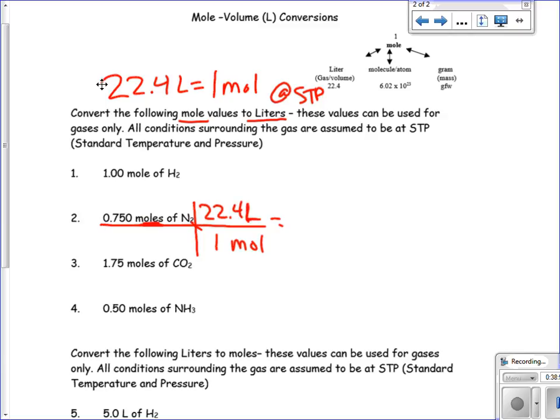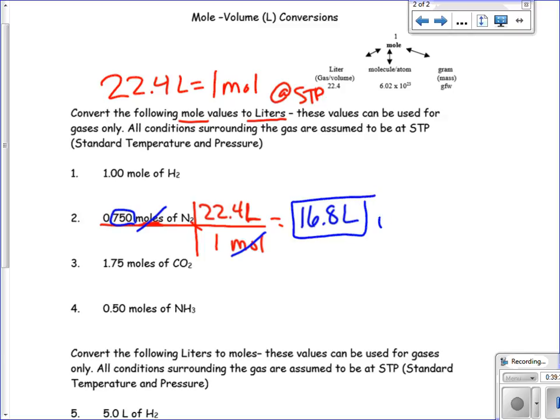Okay, so you just would multiply 0.75 times 22.4 divided by 1. And you get 16.8 liters. Moles cancels with moles. Now, how many sig figs do we need to have in our answer? We need to have 3. Good, there's 3 to start with. Our calculator answer came out with 3, so we don't have to do anything to it. We just get to put a box around it.